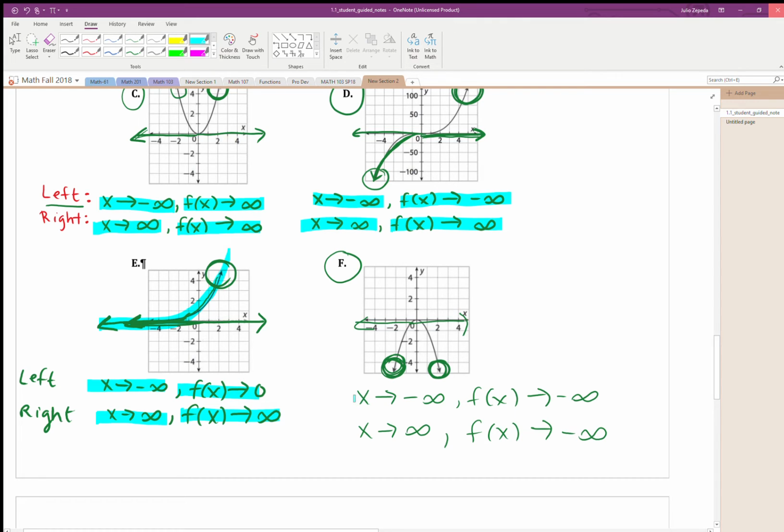So as x goes to negative infinity, going in the leftward direction, my graph is ending at negative infinity. As I go to the right, my graph is also ending at negative infinity.